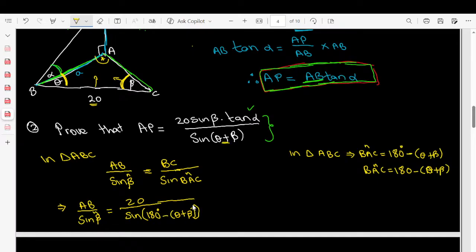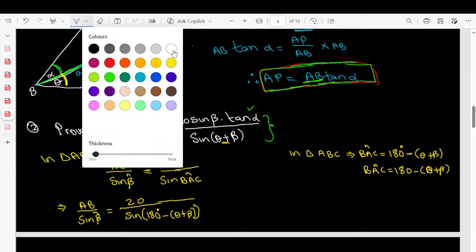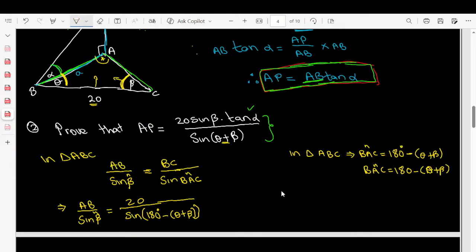Now we can do what we call the reduction formula. If we do the reduction formula, I'm going to say the sine of 180 minus theta plus beta. This is in quadrant 2. How is sine in quadrant 2? Sine is positive, so we can write this as positive the sine of that angle, which is beta plus theta. Yes, now I can celebrate.